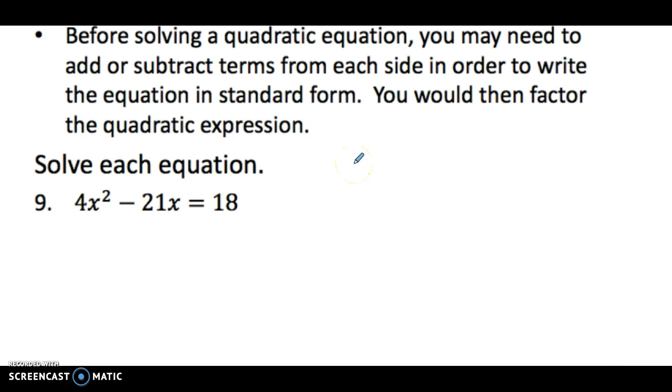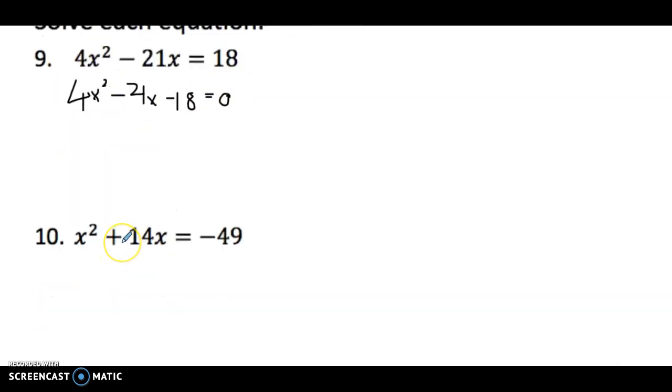Okay, number 9, it says before solving a quadratic equation, you may need to add or subtract terms from each side in order to write the equation in standard form. You would then factor the quadratic equation. So basically, you cannot factor a quadratic equation and solve until this is equal to 0. So for this one, you have 4x squared minus 21x minus 18 equal to 0. Okay, I'm going to need you to factor this one and then solve for it. I'll put the answer on haiku later.